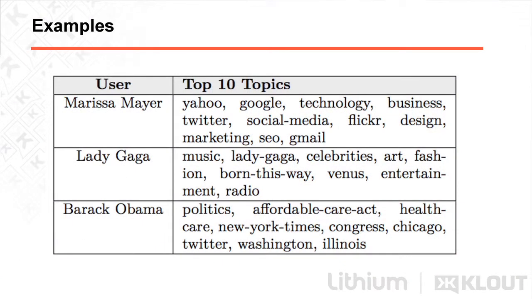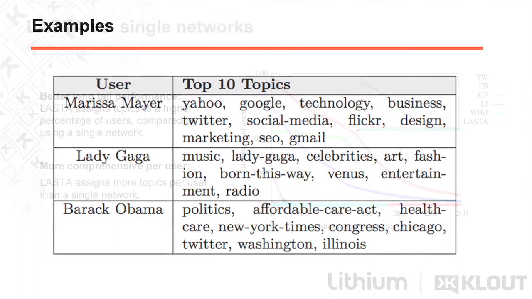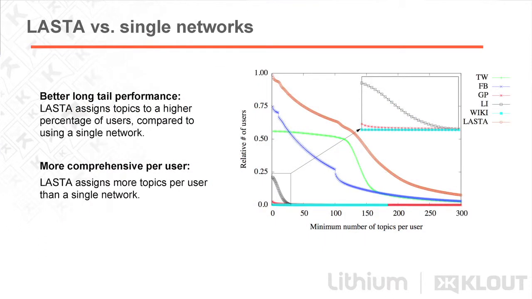Cool. So some of the examples of topics assigned to the users. These are kind of power users, but everybody knows about them. Like Marissa Mayer: Yahoo, Google, Technology. Then Lady Gaga: Music, Celebrities. Obama: Politics, Affordable Care Act, and Healthcare. And you can see there are some outliers here and there, but in general topics look pretty decent.